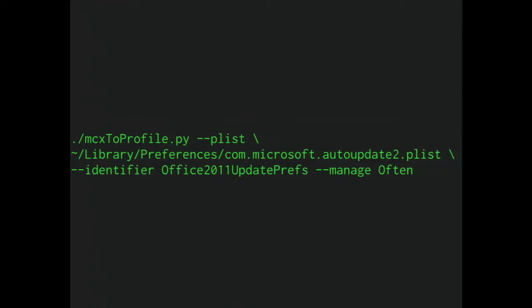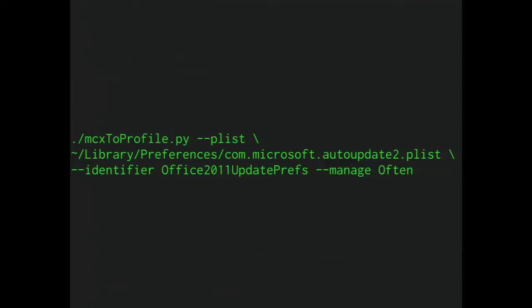So here's how you use it. Let's say you've configured Office 2011 not to auto-update. You've gone through all the windows and you tick the boxes and it all looks lovely. You can run MCX to Profile against the plist that generated, specify your unique identifier for your profile, and you're going to be given a profile you can chuck out to your clients.